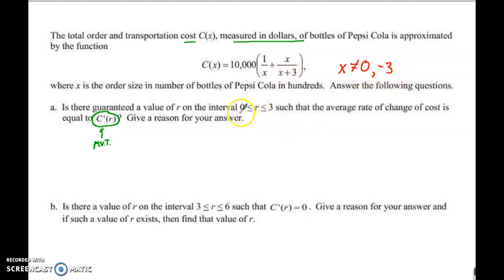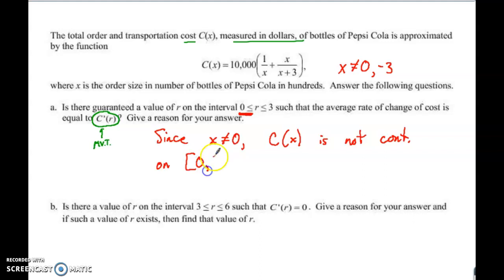So deducing from that, one of our bounds is ruined, so to speak. So since x cannot equal -3, c of x is not continuous on the closed interval. And therefore, the mean value theorem does not apply.